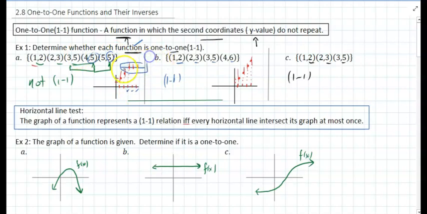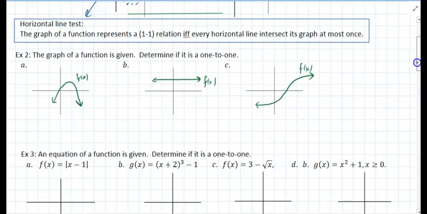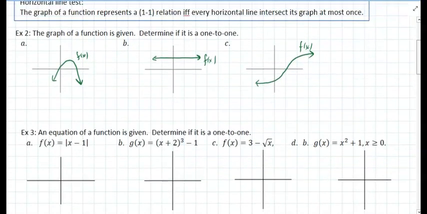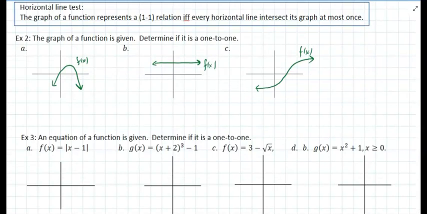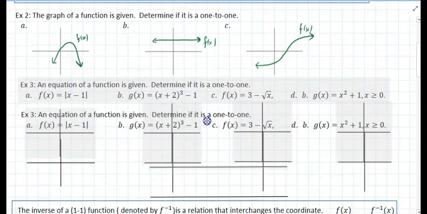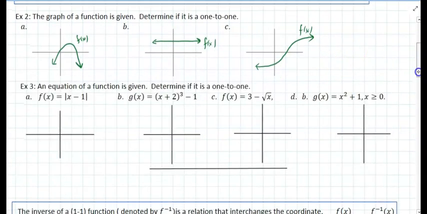So from this arises the horizontal line test, which is still the same definition in theory. A one-to-one function is a function in which the second coordinate does not repeat. Graphically, I'm looking at a horizontal line. If I'm given a graph and I'm asked is this one-to-one or not, I sketch a horizontal line. If the horizontal line crosses more than once, it's not one-to-one. Otherwise, it is.